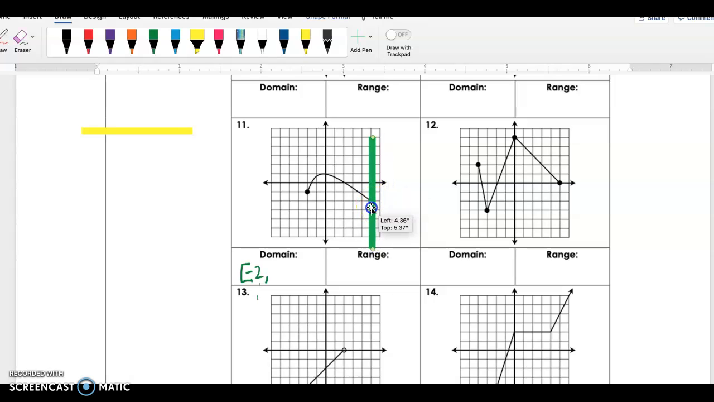So it's not really touching the graph there because that open dot means that there's a missing space. So actually we're going to go all the way to that point, but we're not going to include it with that bracket. So let's count 1, 2, 3, 4, 5. It looks like 5 is at that point right there. So we're going to write 5 down, but we're going to do it with a parenthesis because it has an open dot there. So 5.